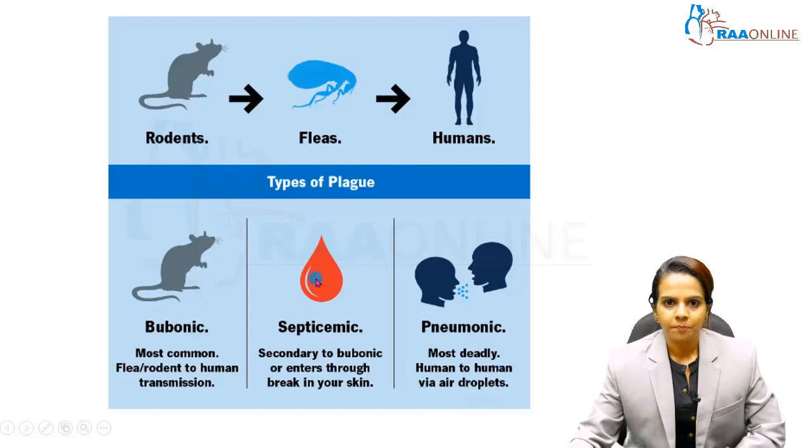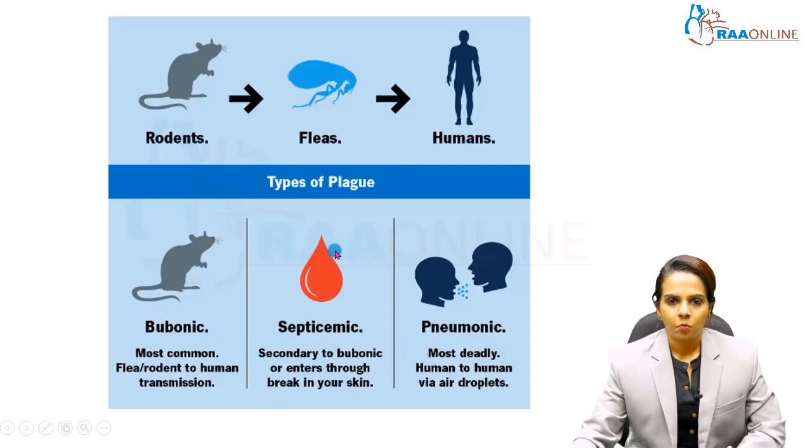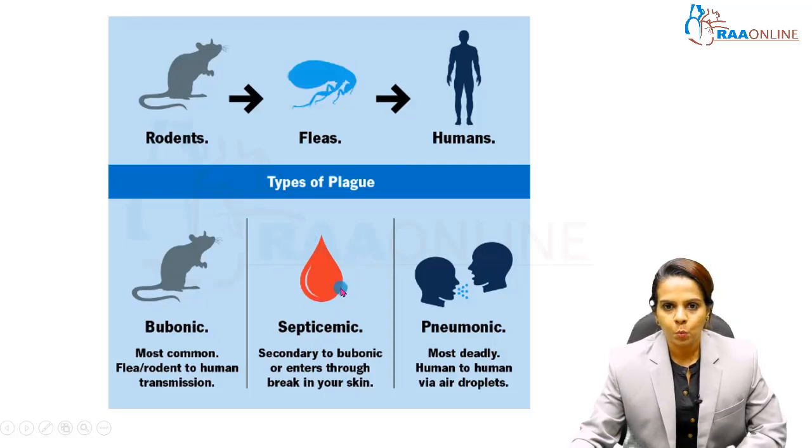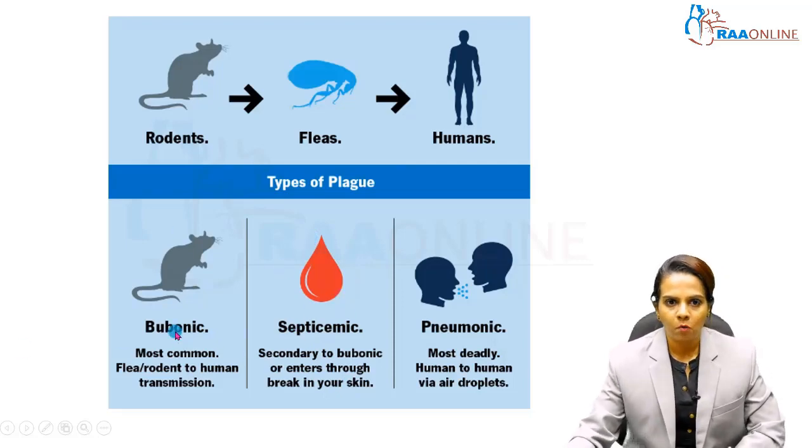Whereas septicemic, the primary septicemic plague is very rare except for lab acquired infection, and so it can be secondary to either bubonic or pneumonic plague, or enter through a break in the skin. So, primary septicemic plague is very rare, whereas the most common form is bubonic.